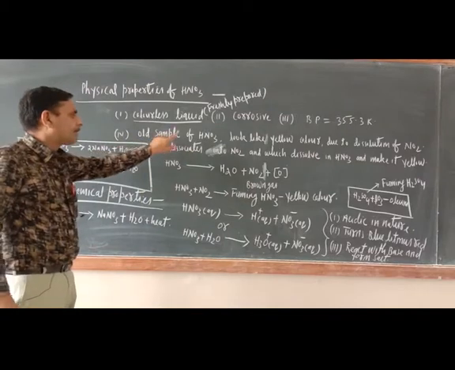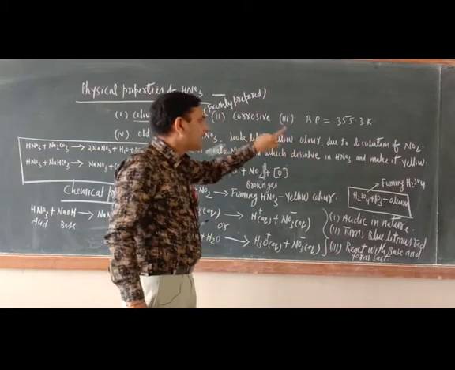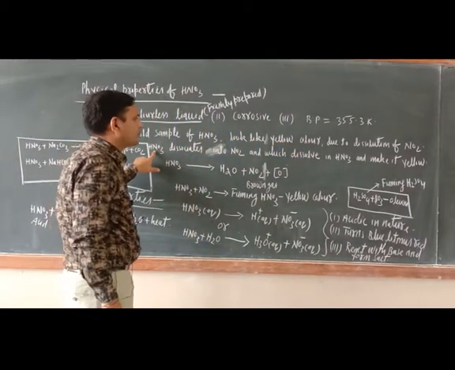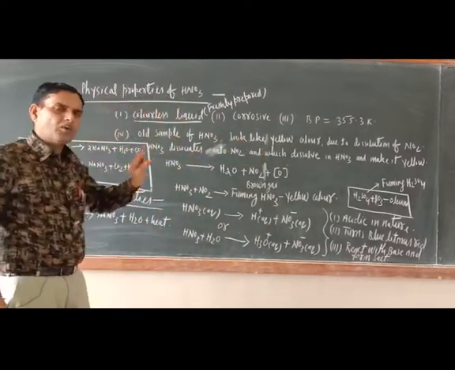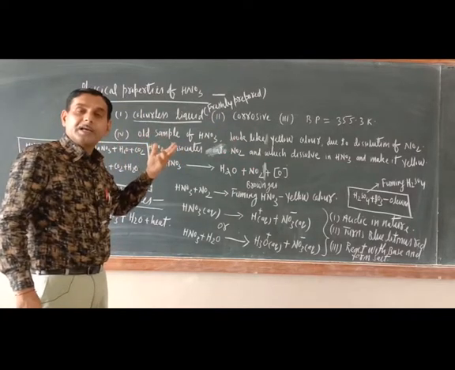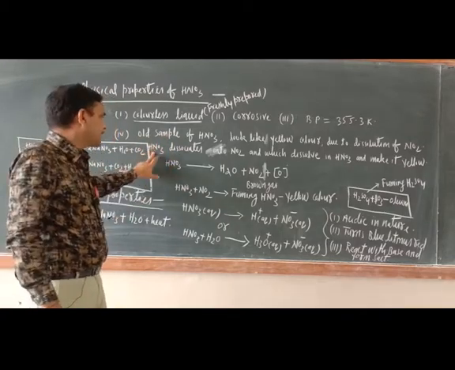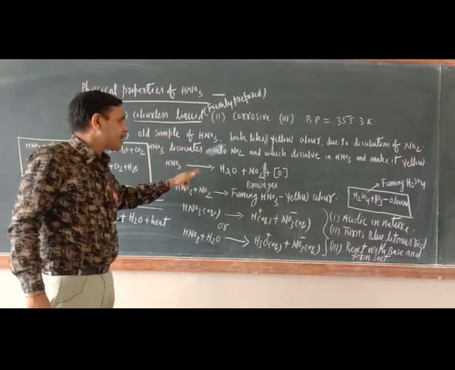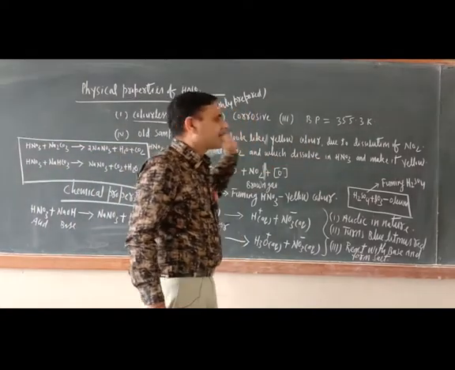An old sample of HNO3 looks yellow in color due to the dissolution of NO2. Now try to understand how NO2 will dissolve into HNO3, because you have taken only HNO3 solution. Then why is NO2 dissolving? Just see, the answer is written here. An old sample of HNO3 dissociates into NO2, which dissolves in HNO3 and makes it yellow.